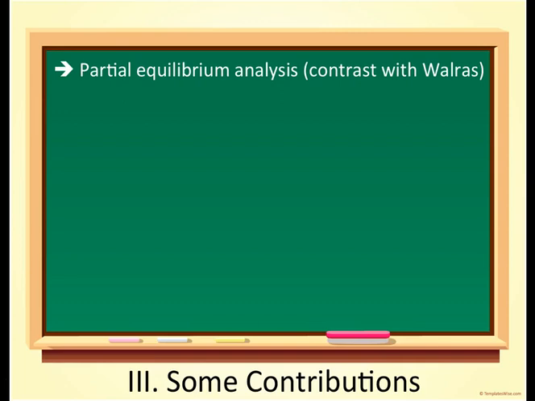And also, as we said, Marshall apparently was a much better mathematician than Walras, so it's not like Marshall was incapable of doing what Walras did. It's just he thought, actually, that's going to obscure the economic intuition that I'm trying to convey to my reader.